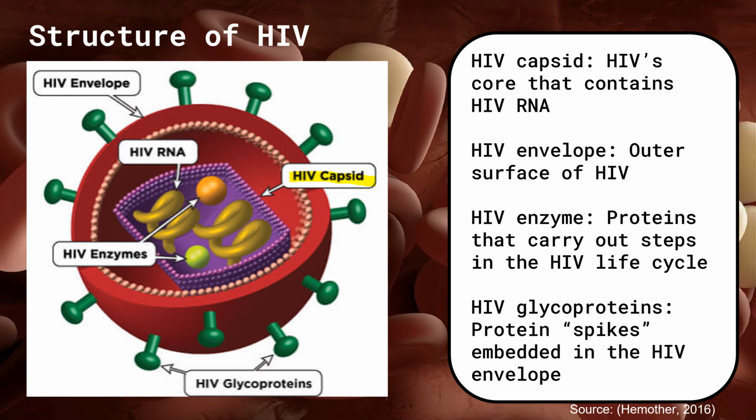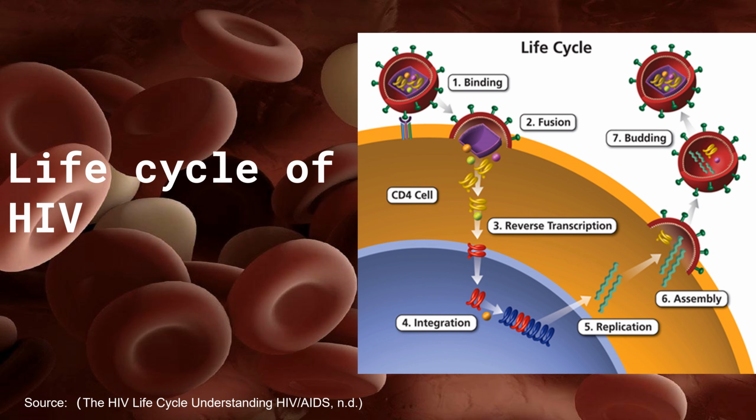located in the center, and the HIV RNA and the HIV enzymes are located inside the capsid. HIV RNA contains genetic material and HIV enzymes are proteins that carry out steps in the HIV life cycle. On the surface is the HIV envelope and the glycoproteins, which are embedded spikes on the envelope. There are 7 stages in the life cycle of HIV.